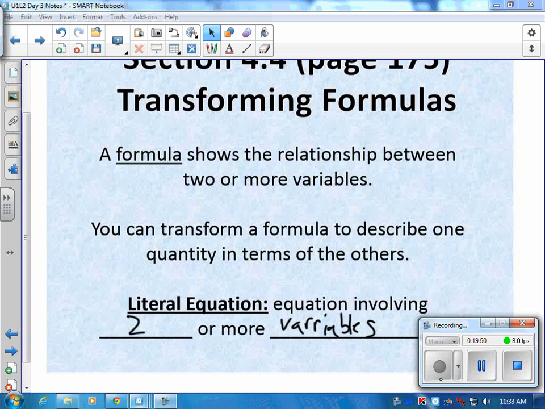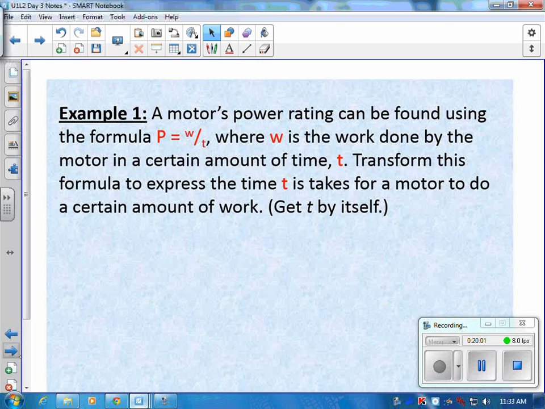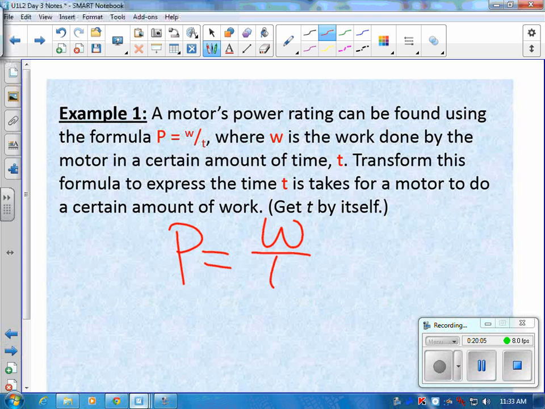So in the last section, we were dealing with fractions. In this section, we're going to have more variables, but our rules don't change. All of our rules stay the exact same. So let's take a look at this equation. P equals W divided by T. Power equals work divided by time.